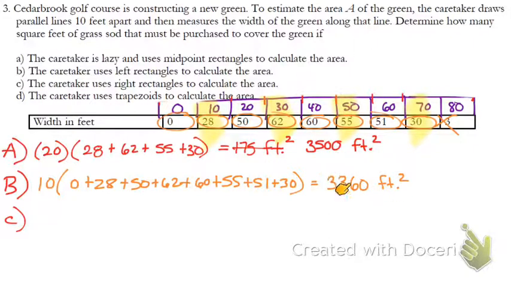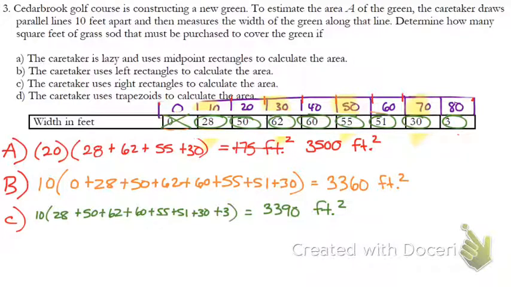I realized, by the way, when I was doing this one, that I made a mistake on the first one. I forgot to multiply it by the 20 in front, so it was 175 that should have been multiplied by 20, which is 3,500 feet squared. So now go ahead and pause the video again if you haven't already and finish the right rectangles, and then, like I said, we'll come back together again to do the trapezoids.